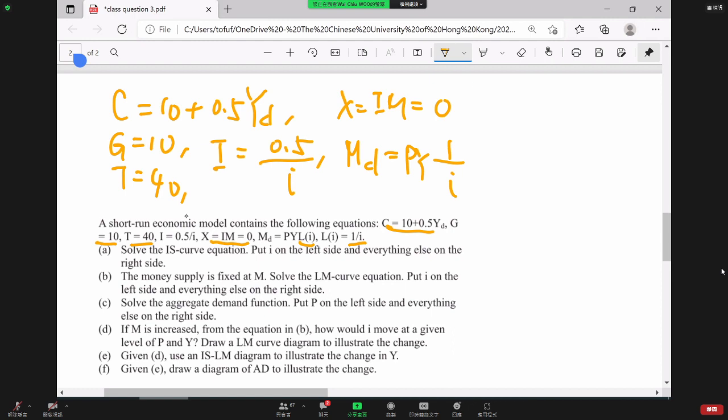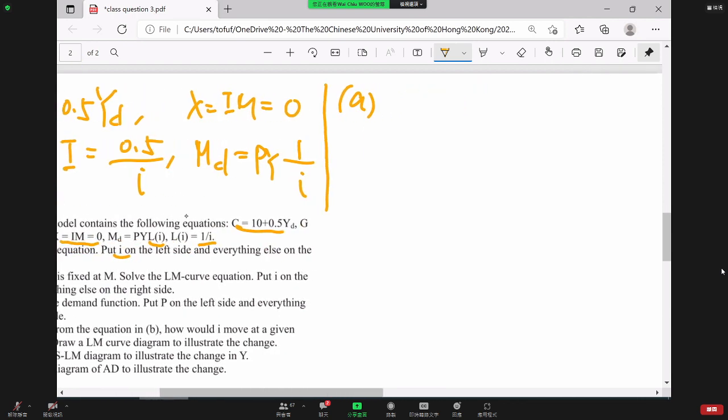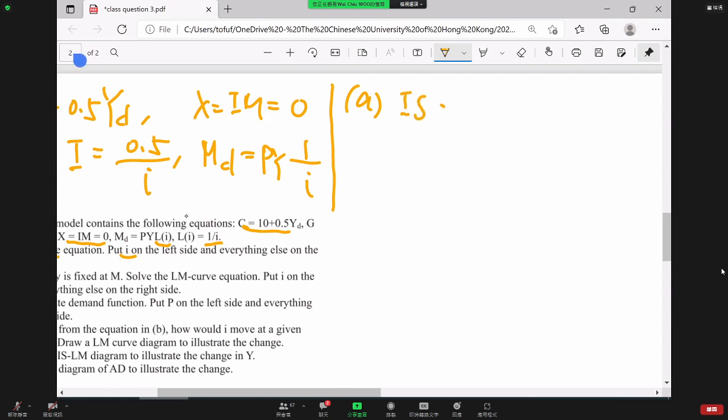And from this, of course, you sometimes may need to be mindful of the economic logic behind. But working with a mathematical model sometimes is also good for you to learn something. Okay, A is to solve the IS equation. Put the I on the left and everything else on the right. In other words, you would need to divide an IS, and the format of the equation is I on the left, everything else on the right, right?